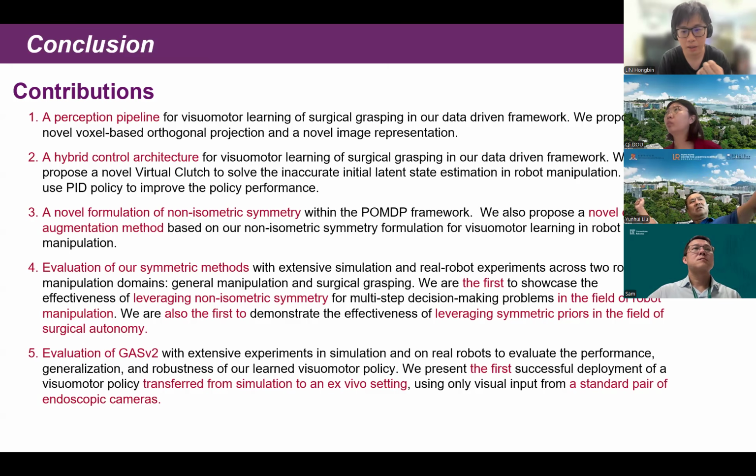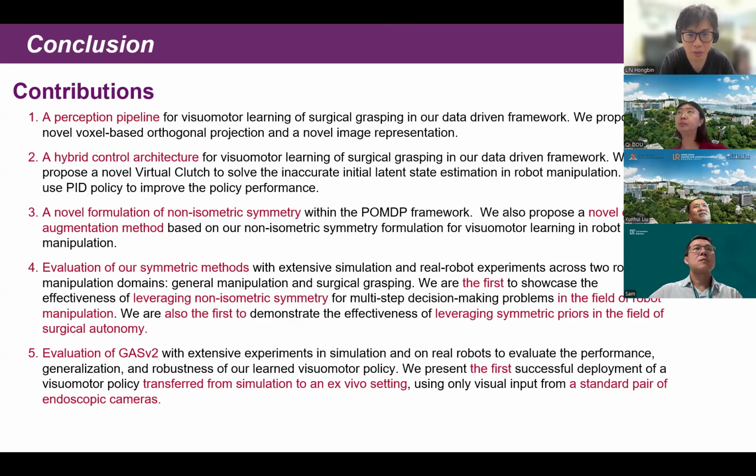Your clutch, that means you have a hybrid implementation. It's a two approach. One is like PID, and one is the virtual clutch policy, one RL policy. We have a hybrid policy. So is there any special contribution in the clutch, how to switch between the two approaches?